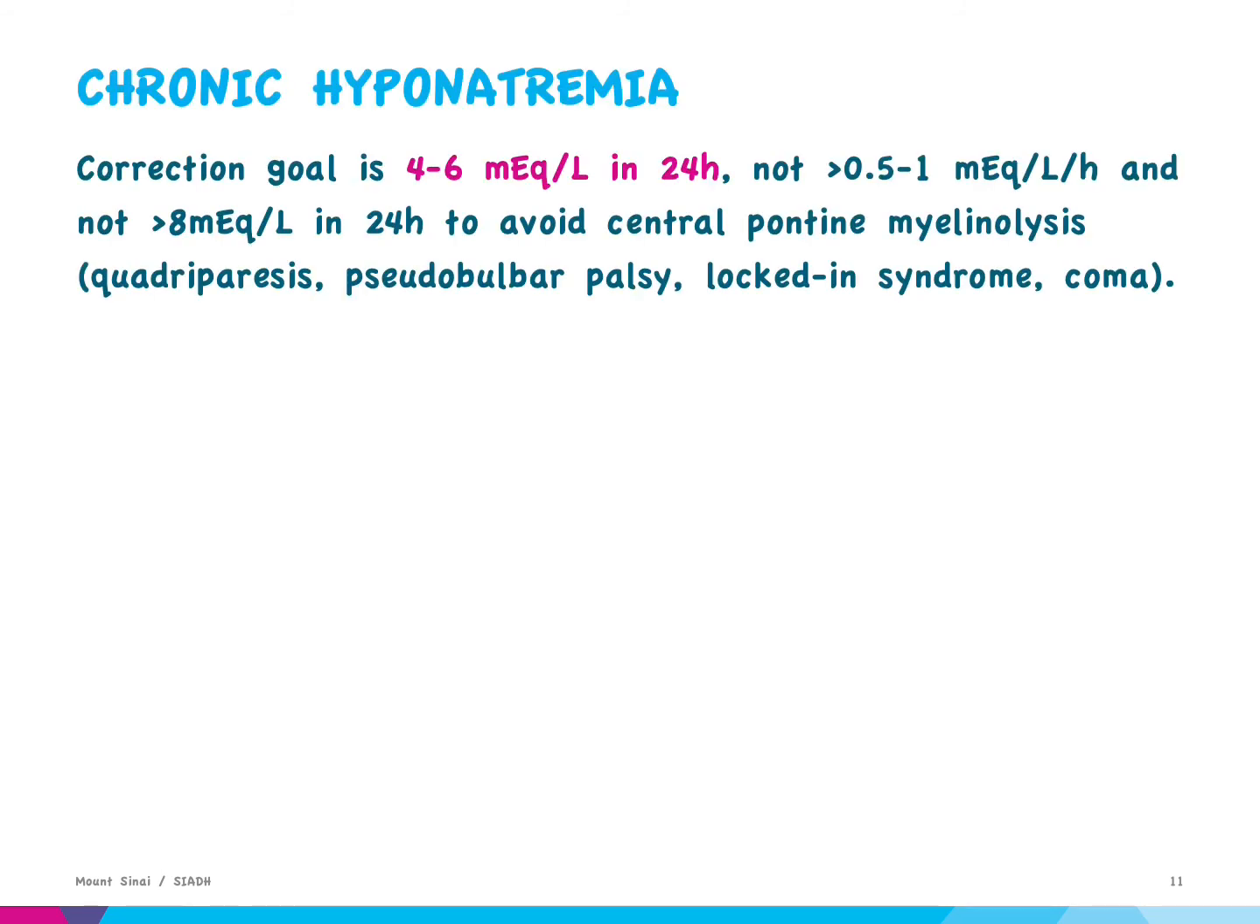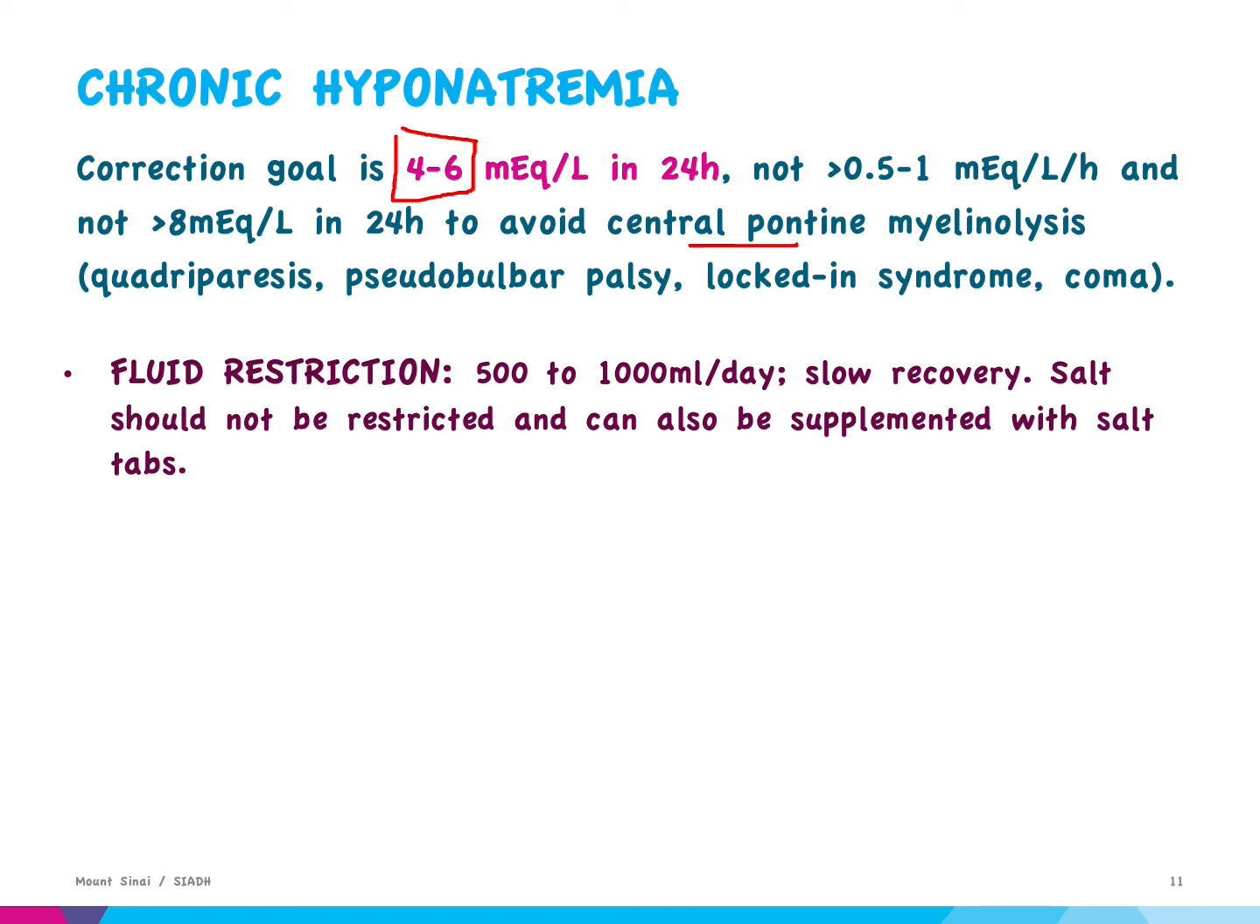Let's change pace and let's go to the chronic hyponatremia. In this case, the goal of correction is much different than the acute hyponatremia. We want to go very, very slowly in this case, because we want to avoid the opposite of cerebral edema, which is the central pontine myelinolysis. We are going to try to increase the sodium with a goal of 4 to 6, so very, very slowly in 24 hours. And this is the reason why fluid restriction is the first line. This will allow us to have a very slow recovery and can be associated with a salt-liberal diet or supplemented salt tabs if we need.